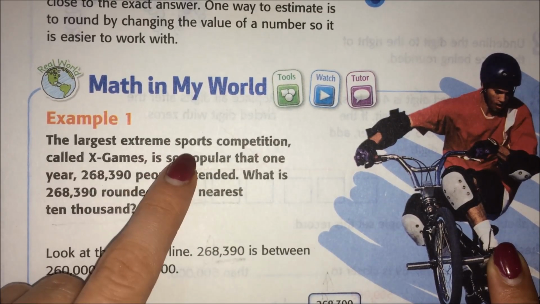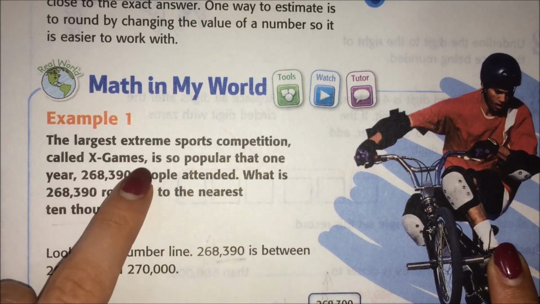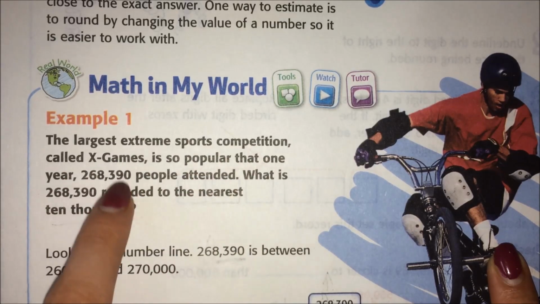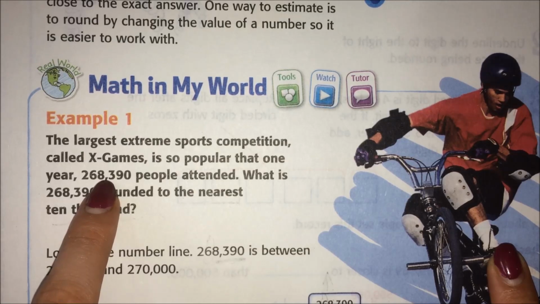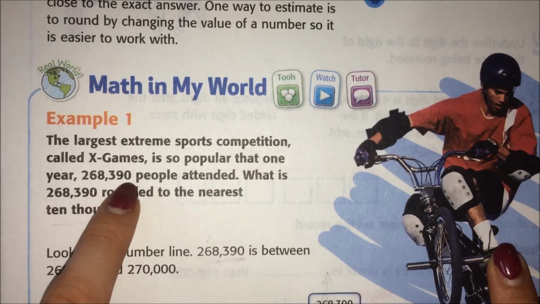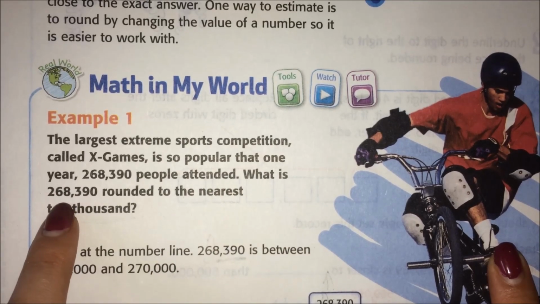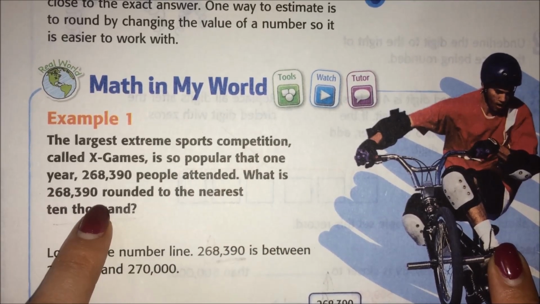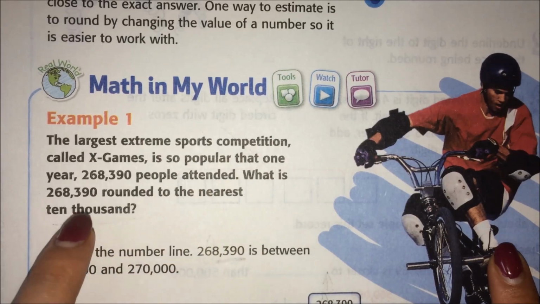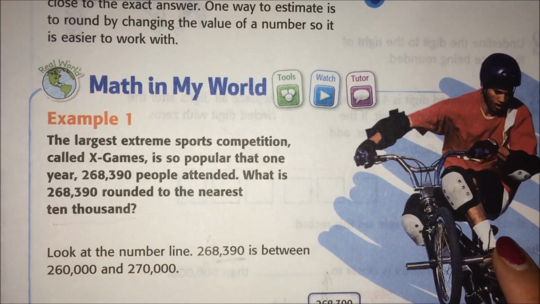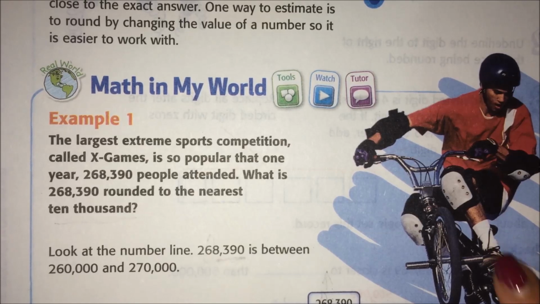The largest extreme sports competition, called X Games, is so popular that one year, 268,390 people attended. What is 268,390 rounded to the nearest 10,000th place? Okay, so they only care about the 10,000th place. That means every number after it should be 0.